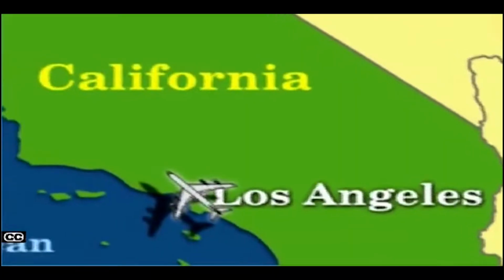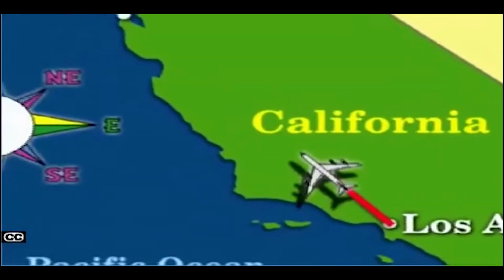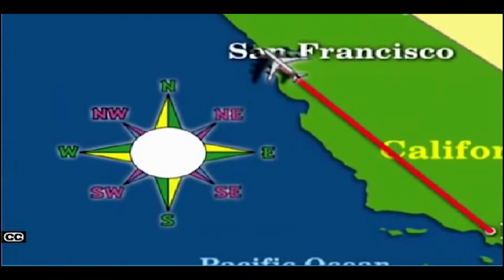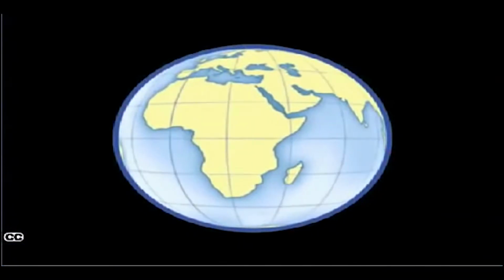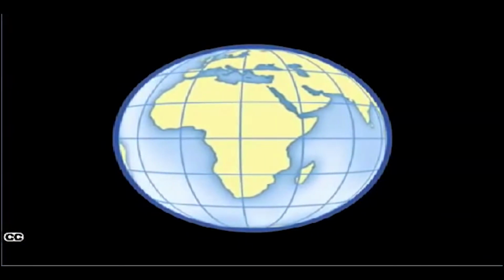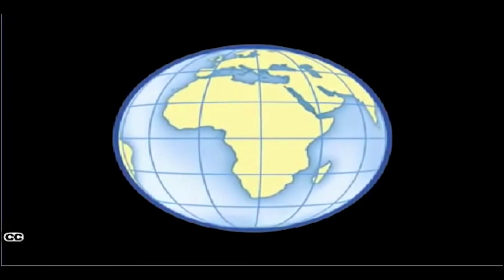Let's say that you are flying from Los Angeles to San Francisco. In what direction are you traveling? Not exactly north and not exactly west. You're traveling between the two, which is northwest. Northwest is pretty specific, but it only tells you where one place is in relation to another. You can be even more specific when locating a place on Earth. That's where lines of latitude and longitude come in.